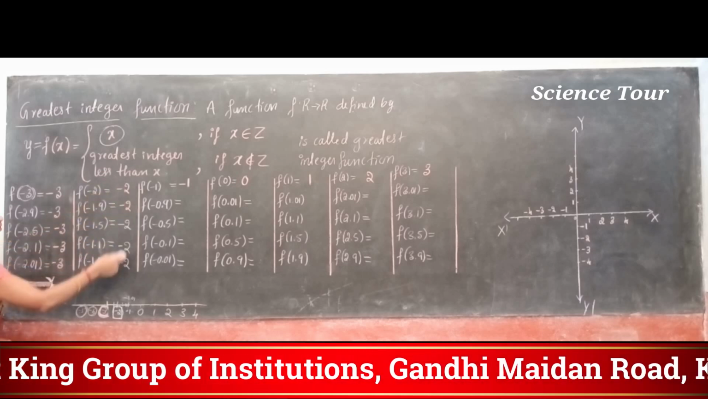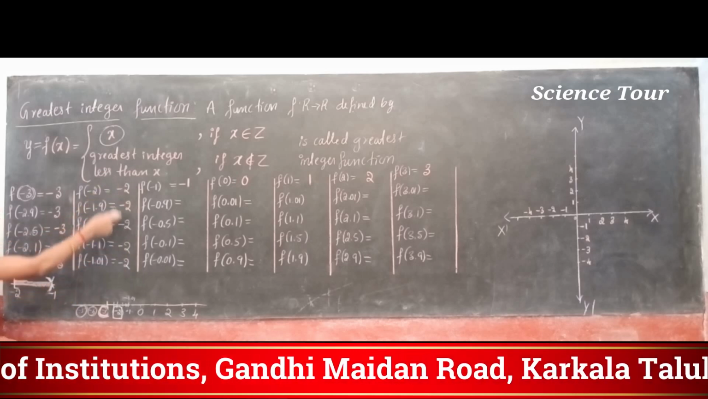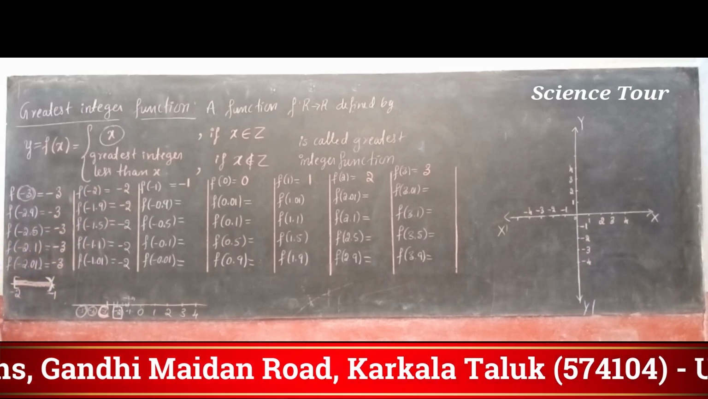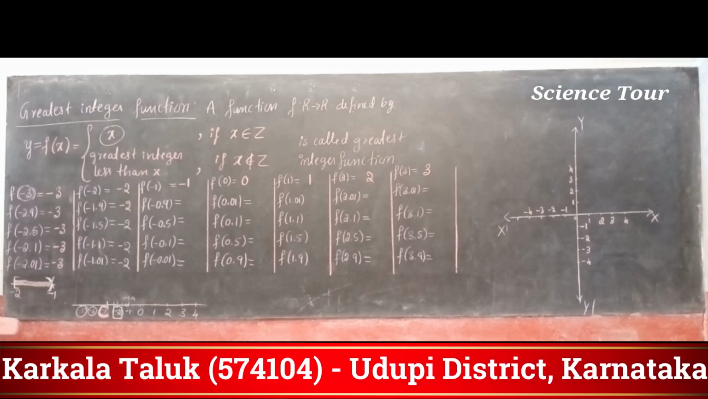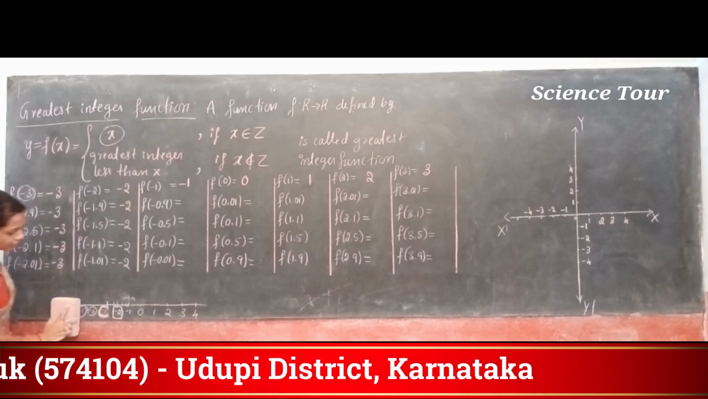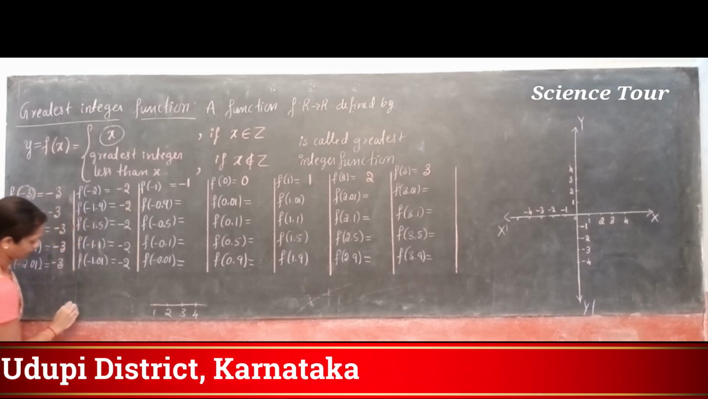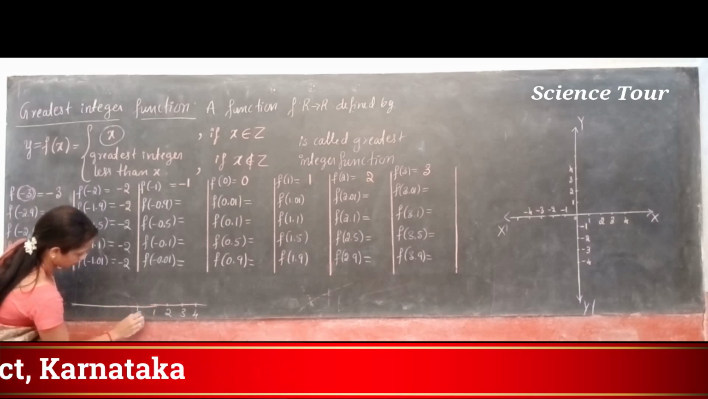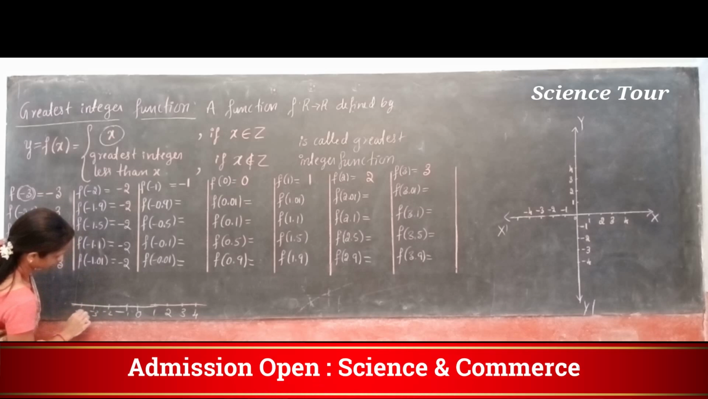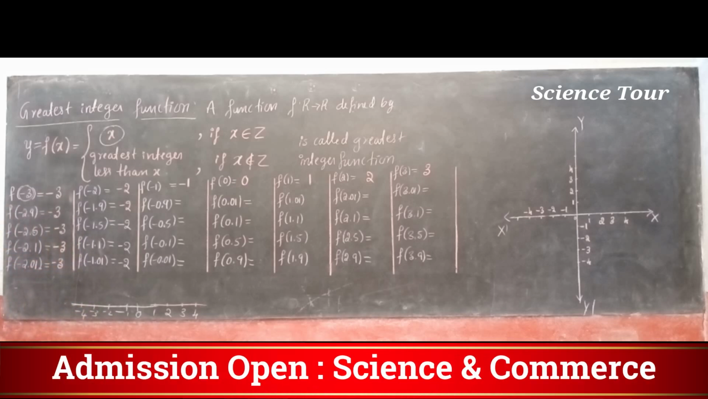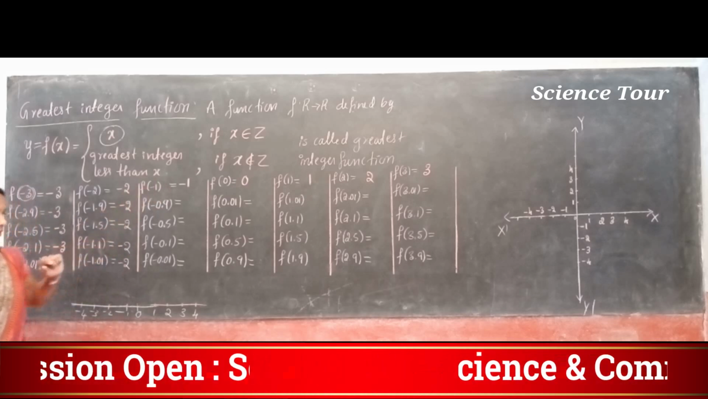For all that, what is the f answer? F answer is minus 2. That you have to keep in mind. Okay, that will help to draw the graph next. And next you have what? Next, f of minus 1 that we wrote already, that is minus 1.